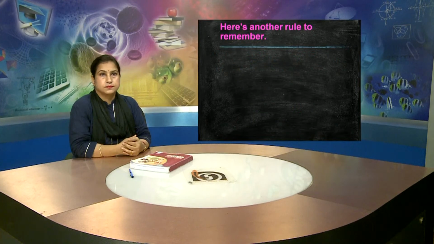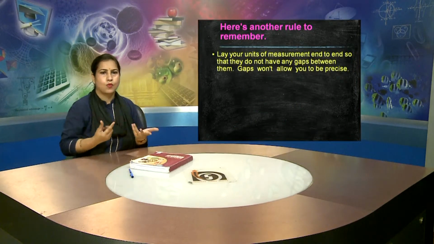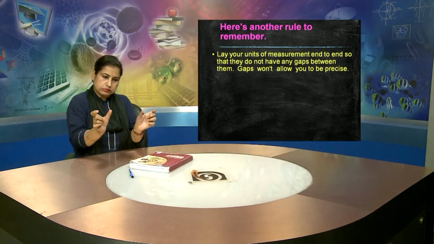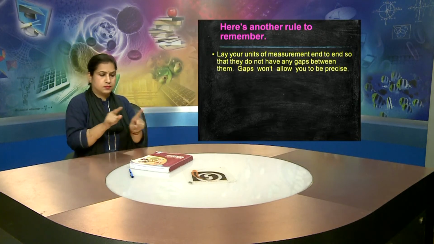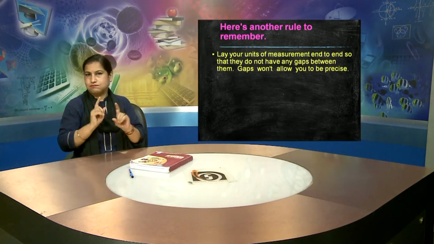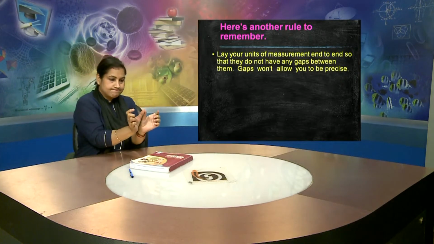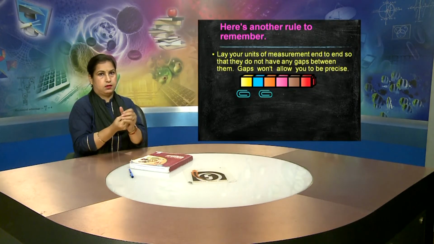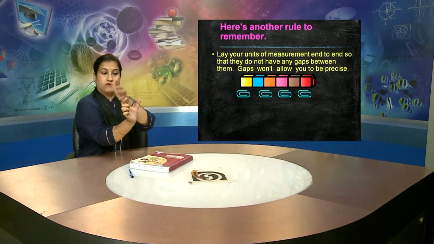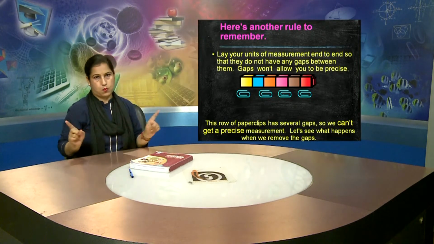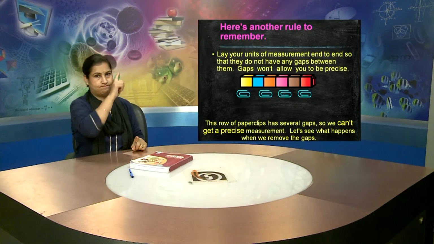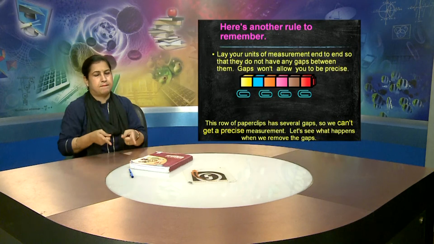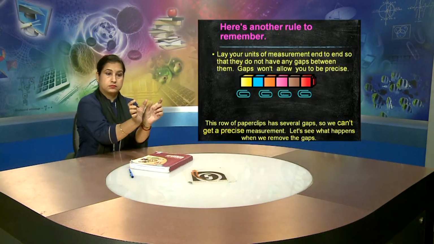Here's another rule to remember. Lay your units of measurement end to end so that they do not have any gap between them. Gaps won't allow you to be precise. This row of paper clips has several gaps, so we can't get a precise measurement. Let's see what happens when we remove the gaps.